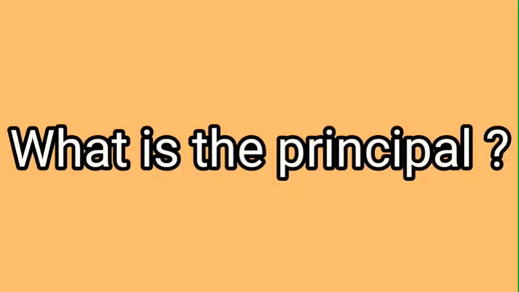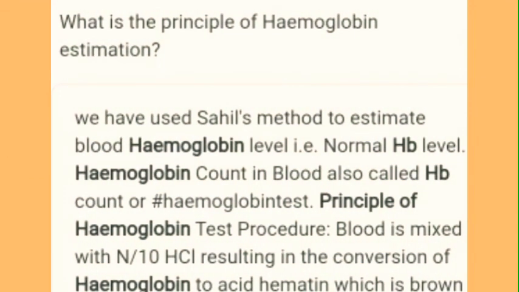What is the principle of hemoglobin estimation? We use Sahli's method to estimate blood hemoglobin level, that is, the normal Hb level, hemoglobin count in blood, also called Hb count or hemoglobin test. Principle of the hemoglobin test procedure: the blood is mixed with N/10 HCl, resulting in the conversion of hemoglobin to acid hematine, which is brown in color.